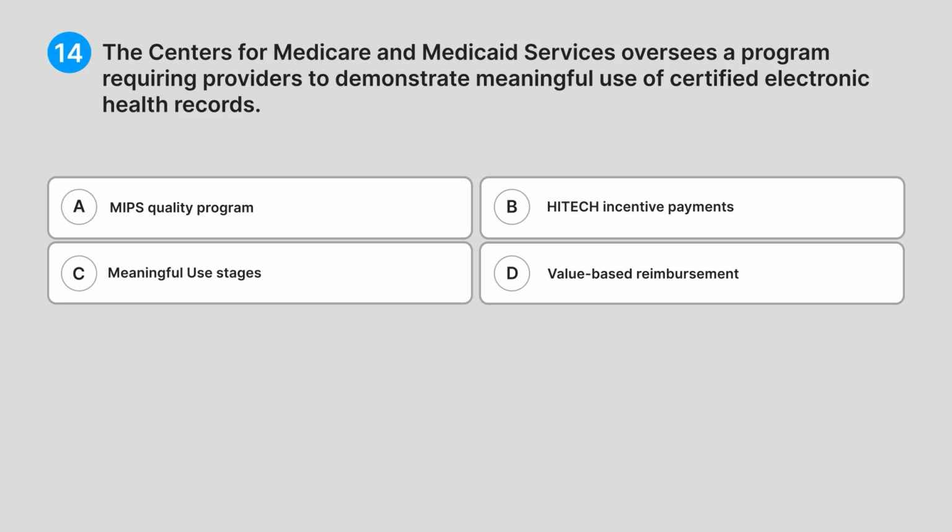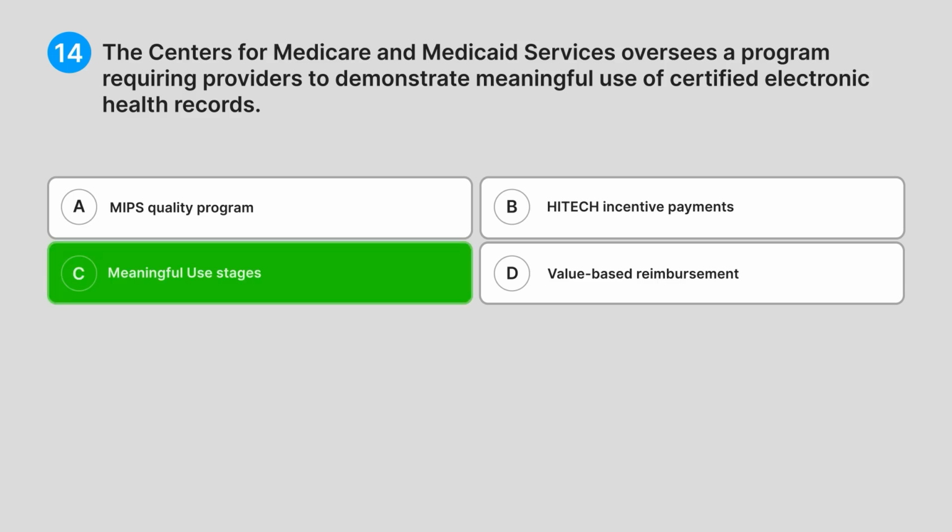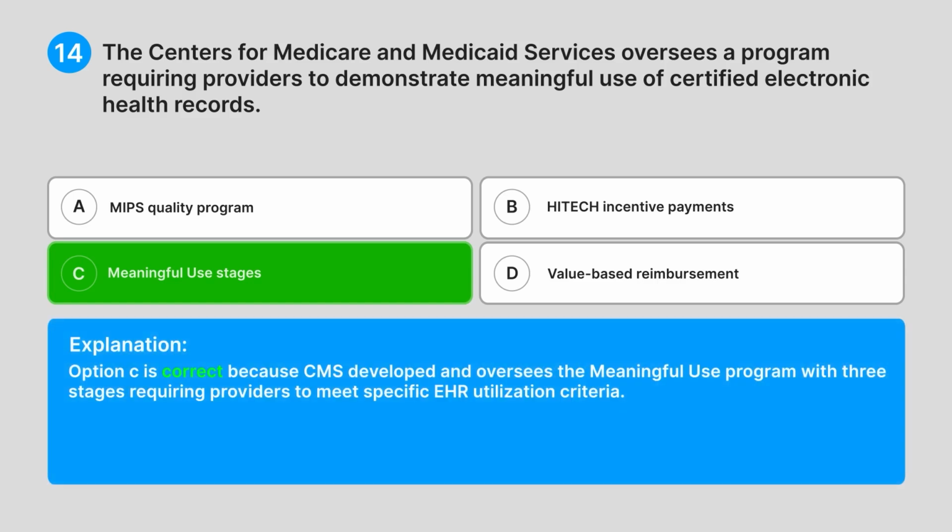Correct answer, C. Meaningful use stages. Explanation. Option C is correct because CMS developed and oversees the Meaningful Use Program with 3 stages requiring providers to meet specific EHR utilization criteria.